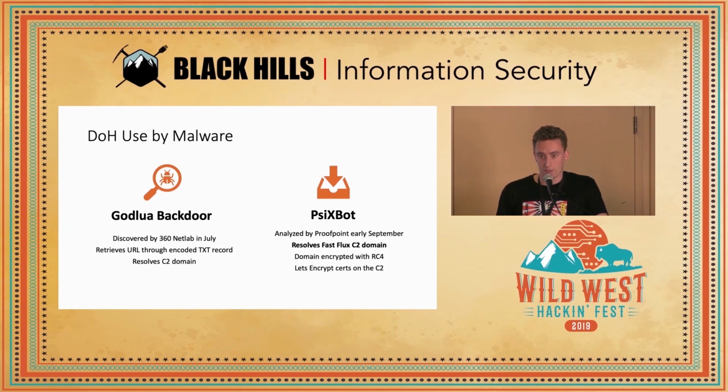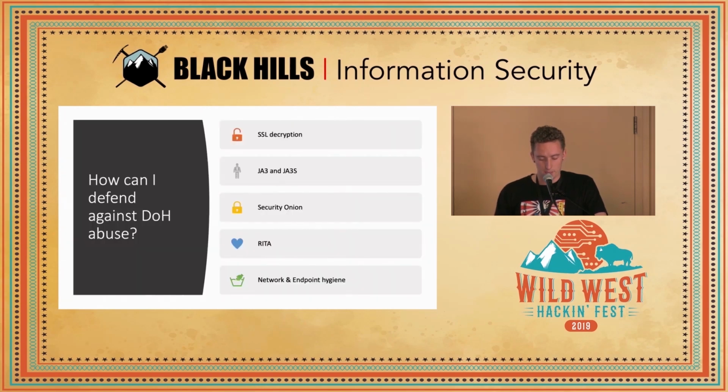So how do we defend against all these different techniques? There's a couple different options. SSL decryption is pretty much the only way to guarantee you can catch this stuff, but there are some other things you can do with JA3 and JA3S. You can use Security Onion and RITA. RITA is an awesome tool. And just general network and endpoint hygiene can really help you out.